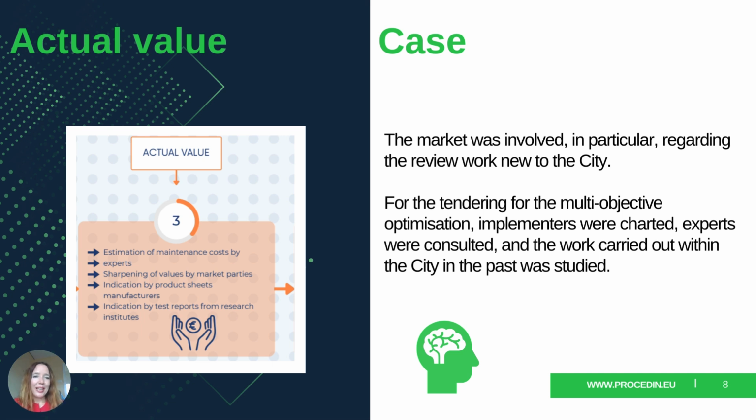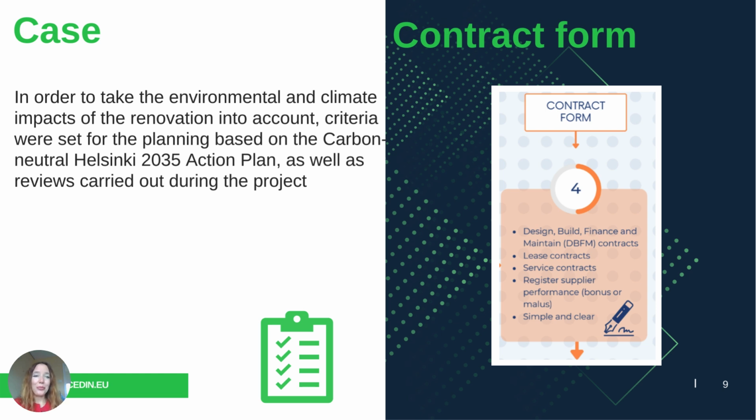The third step is about actual value, which is also very important to take into consideration. For the tendering, for the multi-objective optimization, different experts were consulted, and the work was carried out within the city. The next step is about contract form, and you should decide which contract form, or contract forms, you would like to take. In the case example, they considered criteria that were set for the planning based on the Carbon Neutral City 2035 action plan.